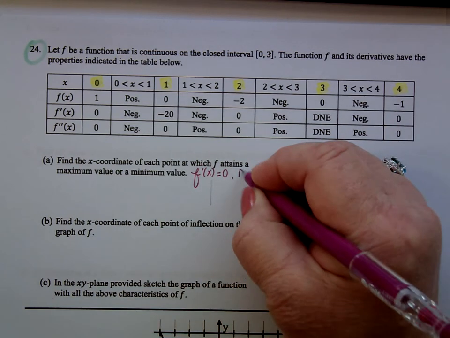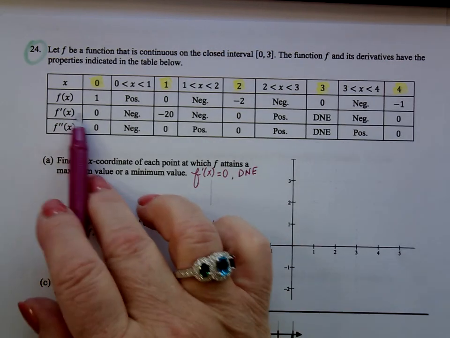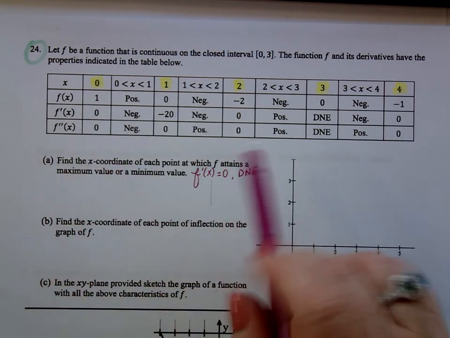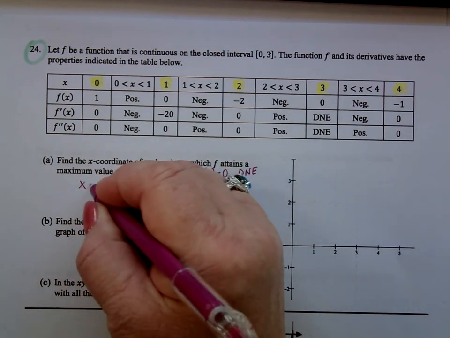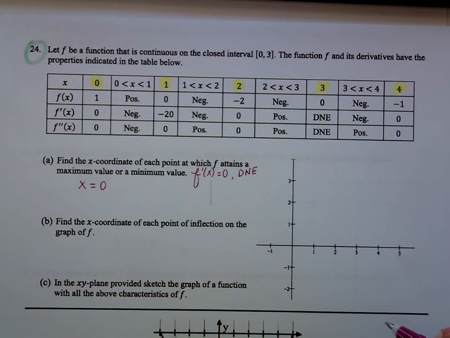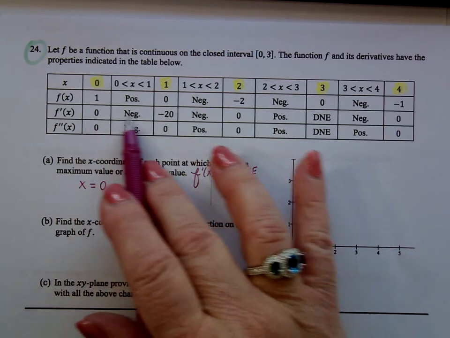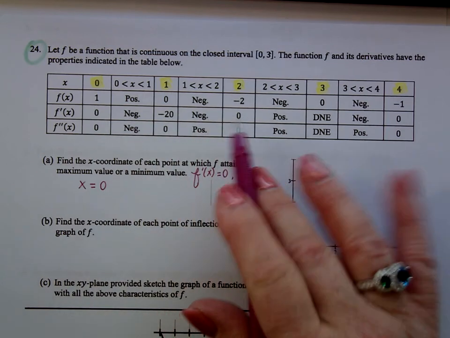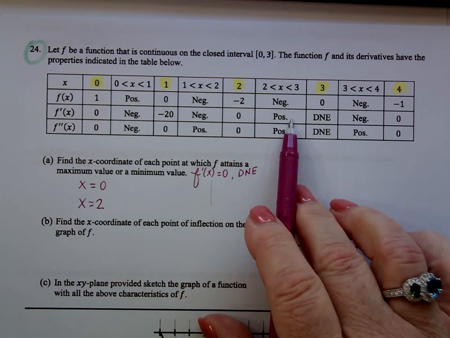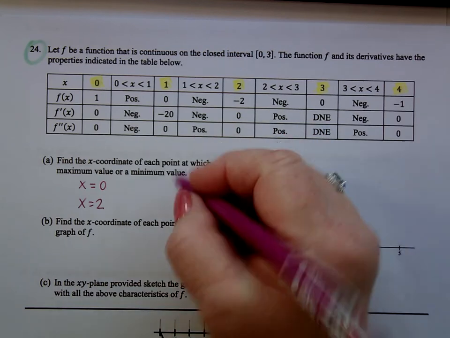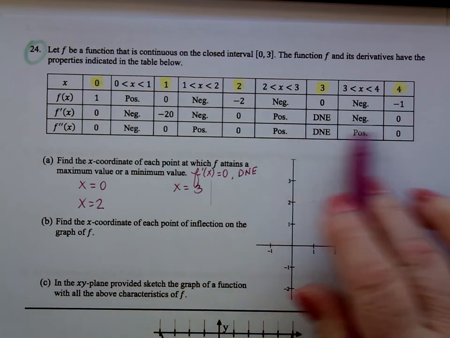Right, undefined. First derivative equals 0. X equals 0 is one. I'm going to put my x's down and then we can decide if they're maximums or minimums. X equals 0 is one of my places. Next one where the first derivative is 0, x equals 2. Next one, x equals 3. Next one, x equals 4.